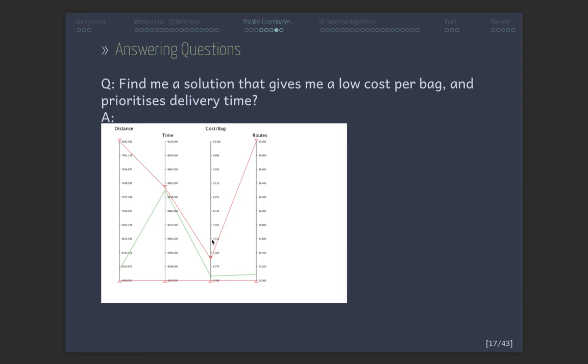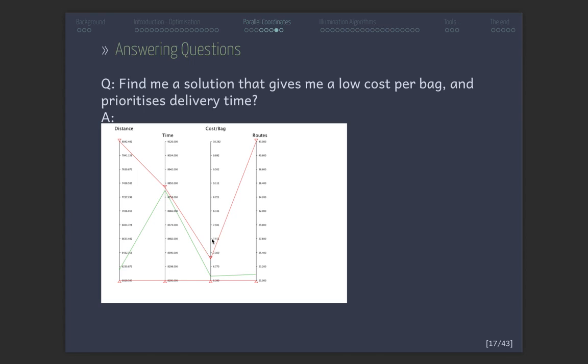Remember the requirements we talked about earlier on, where we said, particularly in our area of urban logistics, there are many conflicting requirements. The user may have many differing pressures put upon them. In that environment, it's desirable to try to find a very particular solution. So in this case, we have a very simple urban logistics problem, and solutions are characterized by the distance covered, the time it takes to make the deliveries, the cost for each bag of groceries delivered, and the number of individual routes required. So we might say, find me a solution that gives me a low cost per bag, but also prioritizes delivery times.